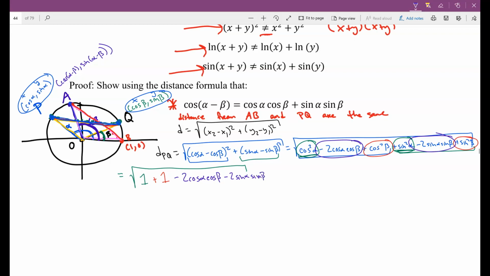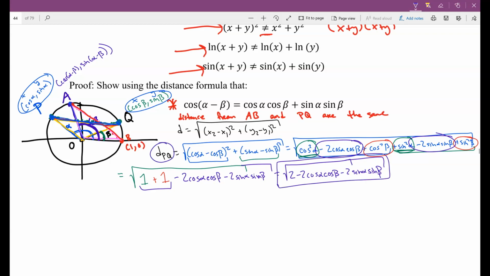Then let me just add this 1 plus 1. That gives me 2. So 2 minus 2 cosine alpha cosine beta minus 2 sine alpha sine beta. That's what I get. Now you can see that I really can't do anything else with this. So this is basically the distance of this guy.